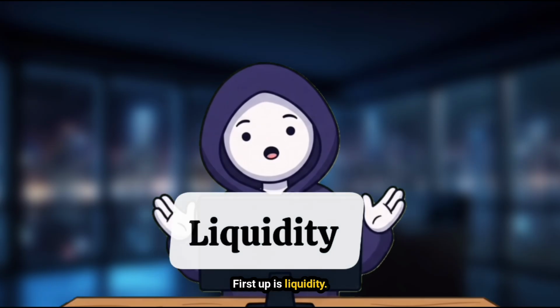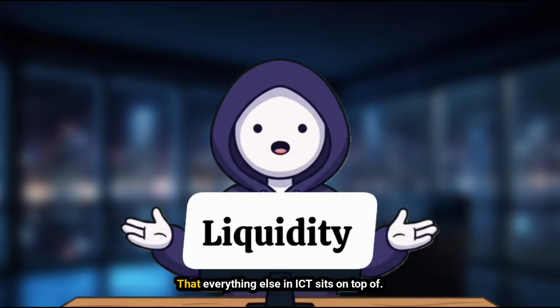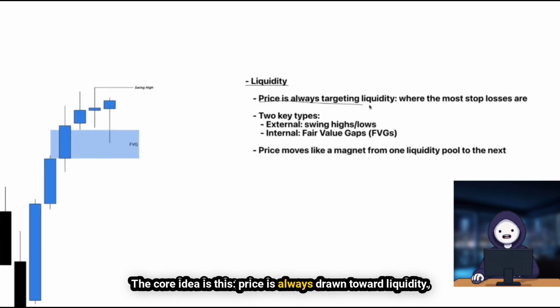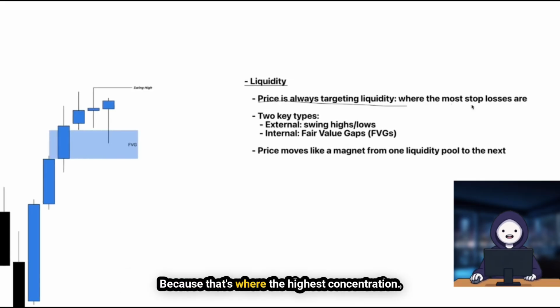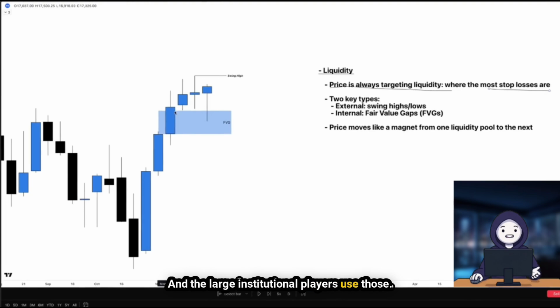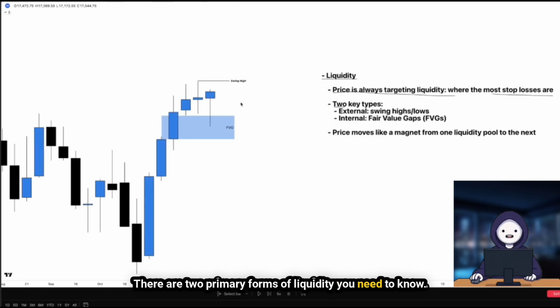First up is liquidity, and this is the absolute foundation that everything else in ICT sits on top of. The core idea is this: price is always drawn toward liquidity, because that's where the highest concentration of stop losses lives, and the large institutional players use those areas to accumulate positions at the expense of retail traders who get hunted out. There are two primary forms of liquidity you need to know.